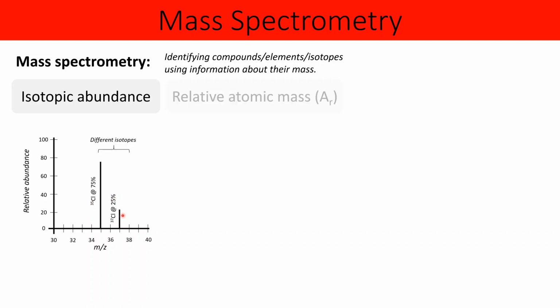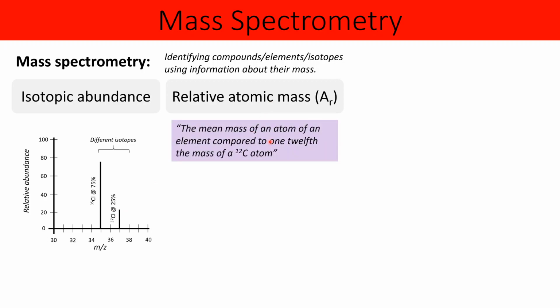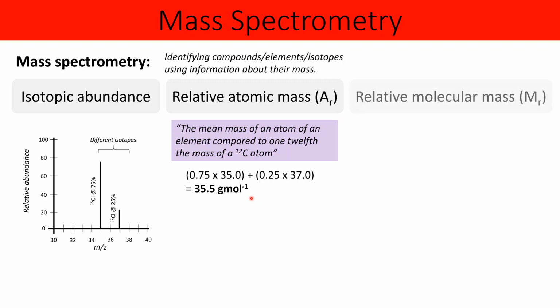You could use this graph as well to calculate the relative atomic mass. Remember your definition for that: the mean mass of an atom of an element compared to 1/12 the mass of a carbon-12 atom, because carbon by definition has a relative atomic mass of 12 exactly. So you could take these values from the graph, 75% at 35, 25% at 37, multiply by the percentage as a decimal, add it all up, and you get your relative atomic mass.